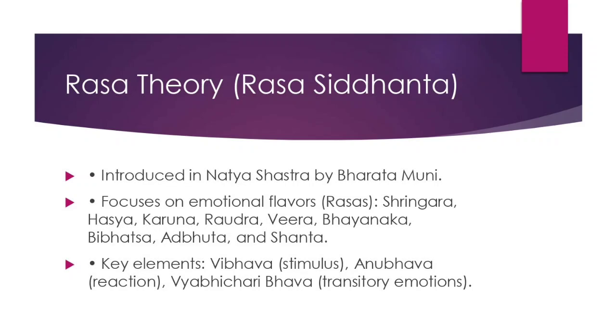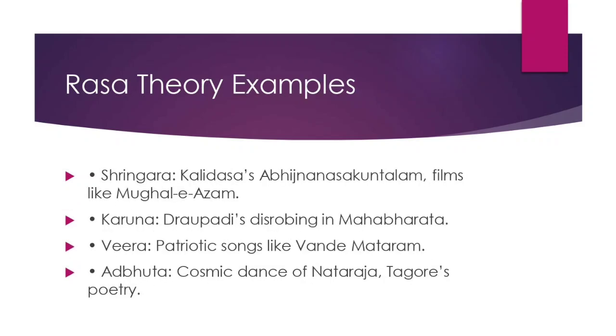So let's talk about the 8 or 9 types of rasa. First is Shringara rasa, that is love. Hasya rasa, which is laughter. Karuna rasa, which is compassion or pity. Raudra rasa, that is anger. Veera rasa, that is courage. Bhayanaka, that is fear. Bibhatsa, that is disgust. Adbhuta, that is wonder. Shanta, that is peace. So I hope now you know the 9 kinds of rasas, and I hope you'll remember the names of these 9 rasas. Now let's take some examples of Rasa theory.